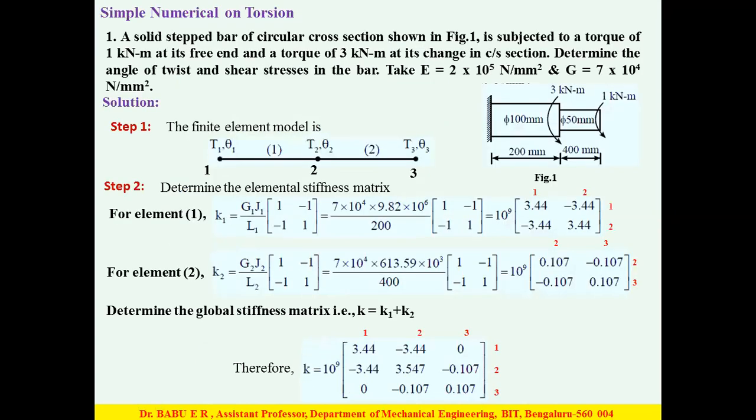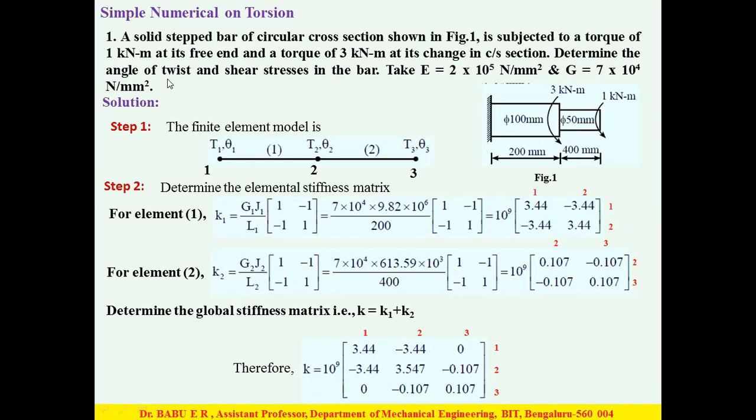Now let us solve a simple problem on torsion. Problem number 1. A solid stepped bar of circular cross section shown in figure 1 is subjected to a torque of 1 kilo Newton meter at its free end, and a torque of 3 kilo Newton meter at its change in cross section. So there is a change in cross section in the given problem. At the change in cross section, a 3 kilo Newton meter torque is applied.